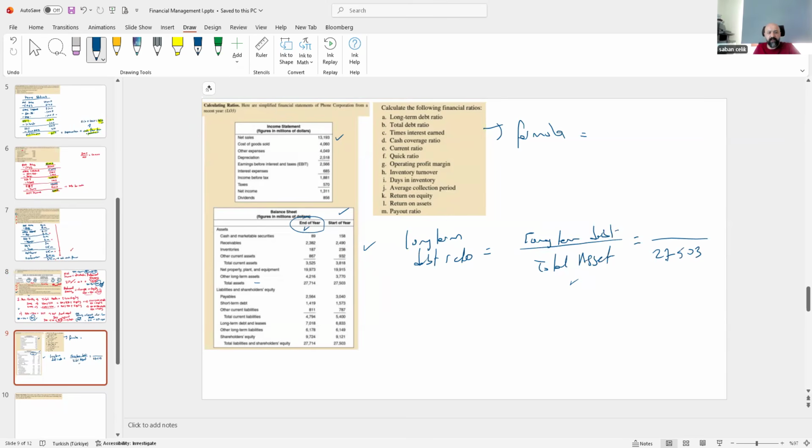What is long-term debt? Look at the long-term debt here, where it is long-term. Long-term debt is 7,018. That's it, my dear friend. I'm not going to go into details. It's so easy, so please do it by yourself.